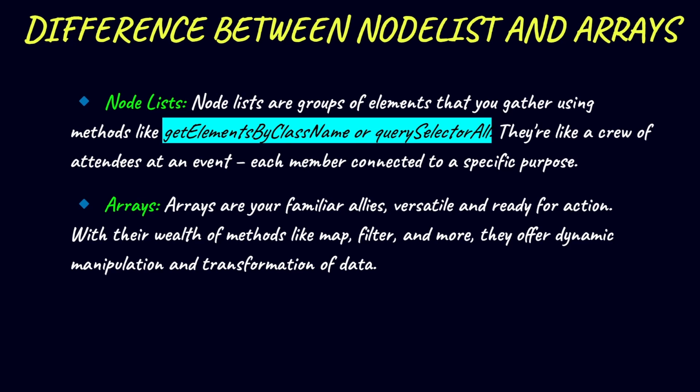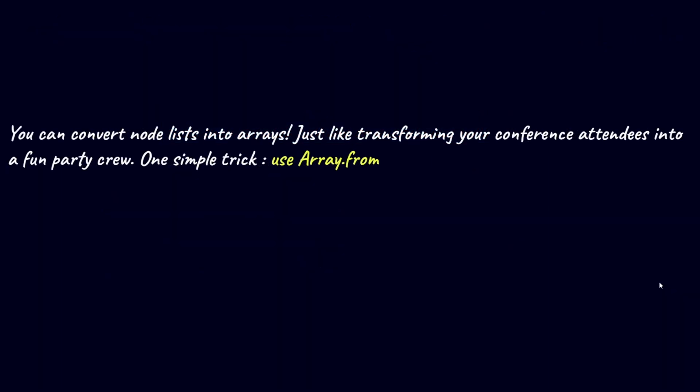Arrays are the most versatile data structure in JavaScript, like objects. They give you map, forEach, and filter methods, which offer dynamic manipulation and transformation of data. Also, you can convert node lists into arrays, just like transforming your conference attendees into a fun party crew. One simple trick: you just need to use Array.from, and you can convert it into an array. Let me show you a practical application of it.